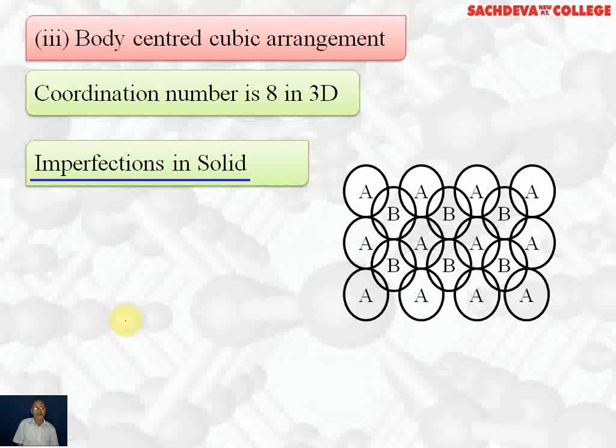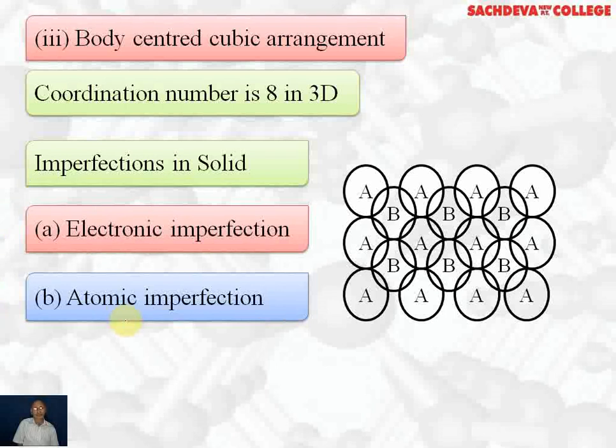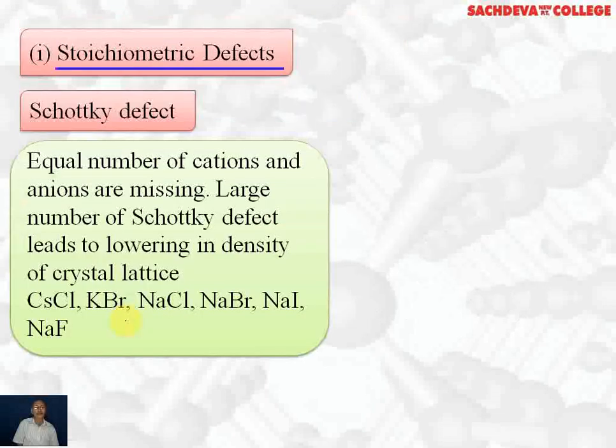Next topic is imperfection in solids. Imperfection can be of two types. One is electronic imperfection and second one is atomic imperfection. First we are taking stoichiometric defects. Now first, what are defects? Any deviation from the regular 3 dimensional arrangement of atoms, ions, or molecules is called defect.